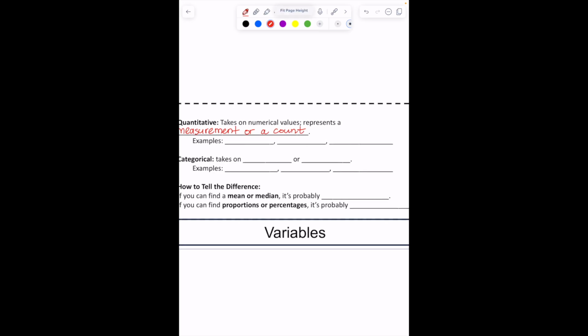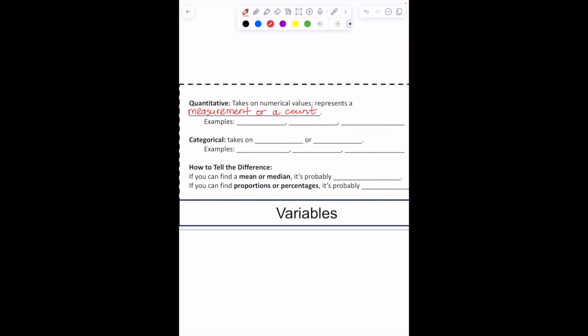Here we go. The very first flap is called variables. And it's just a quick review of the difference between quantitative and categorical variables. So quantitative variables take on numerical values. They can represent either a measurement or a count. So either it's something I'm measuring, like with a ruler or a scale or a thermometer, or it's something I'm counting, the number of students, the number of apples, the number of red cars in the parking lot.